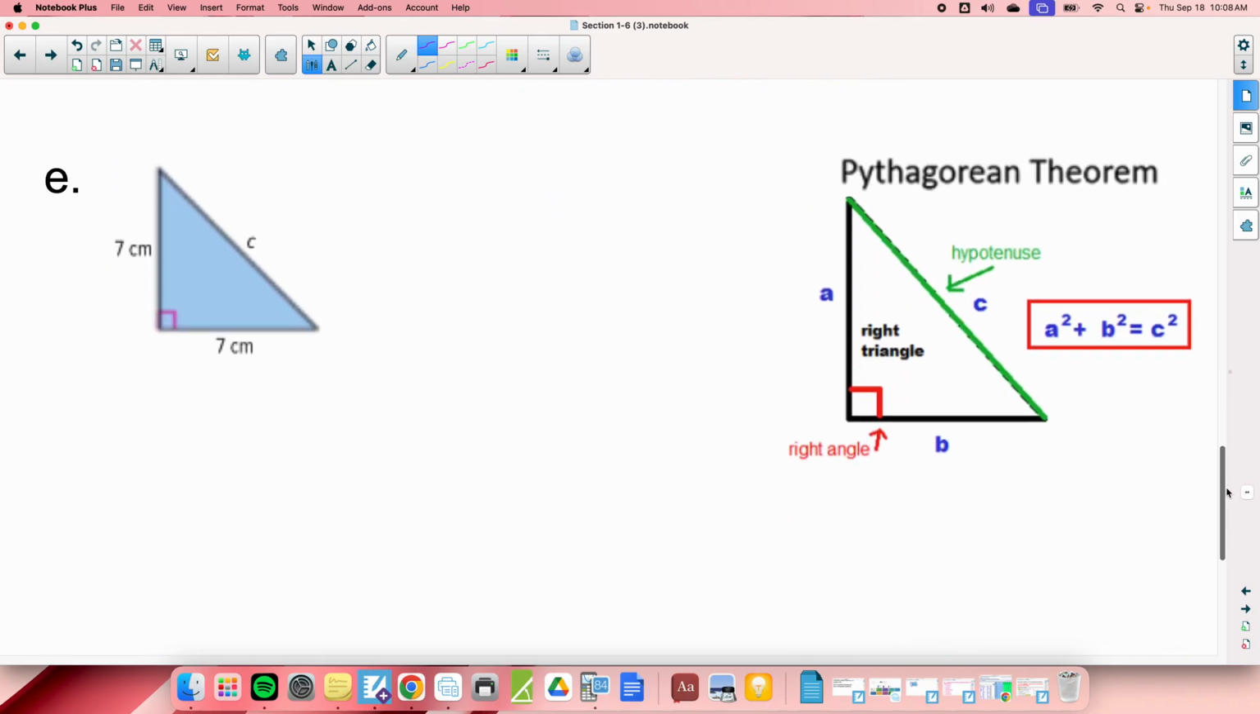Now, this last triangle, we have to do Pythagorean theorem on it. And the reason that we have to do that on it is because I am trying to find the perimeter of it, and to find the perimeter, I need all 3 sides.